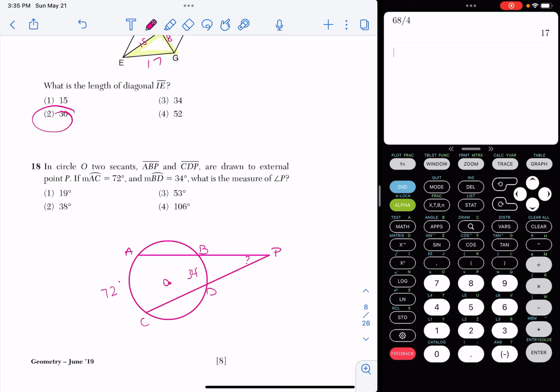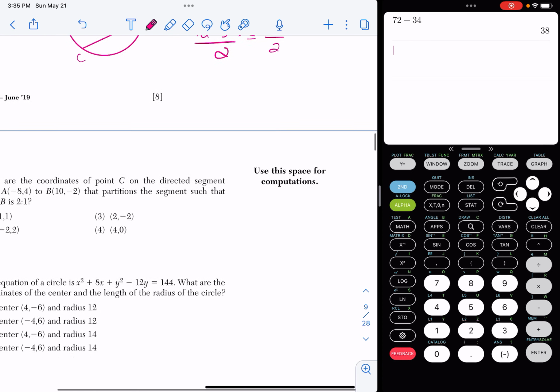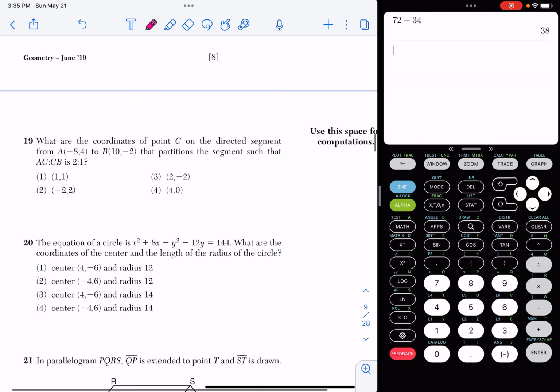The rule for this is to subtract the arcs and then divide by 2. So when I subtract the arcs, I get 38. Divide that by 2, I get 19, choice 1. 19, this is a really common Regents question. They just change the numbers every year.